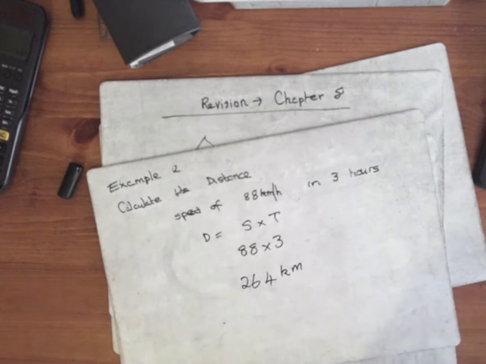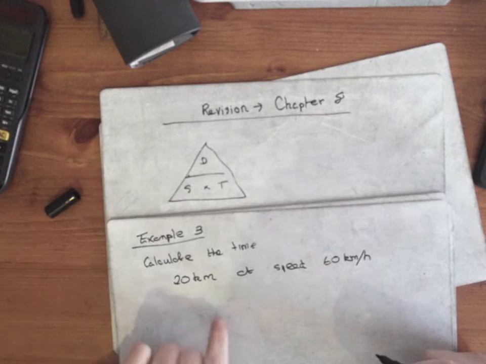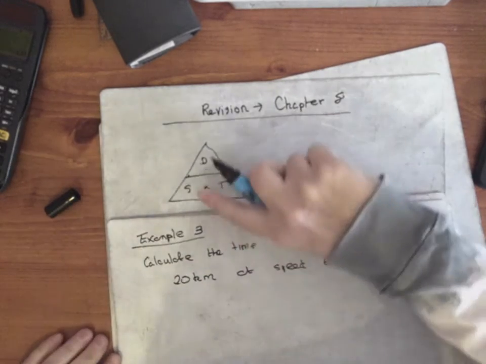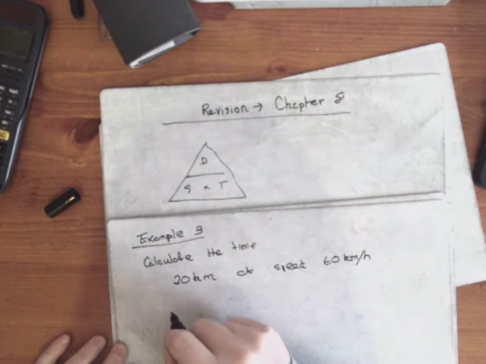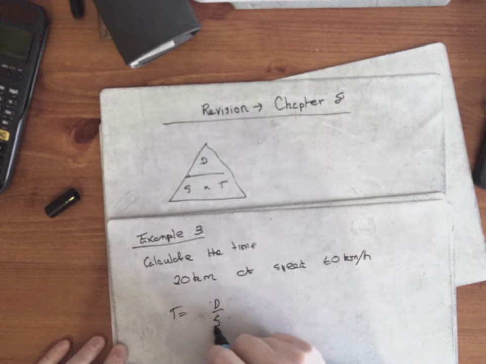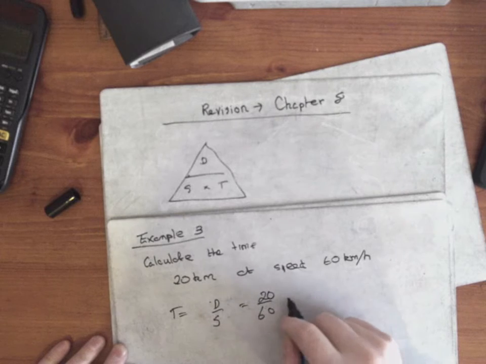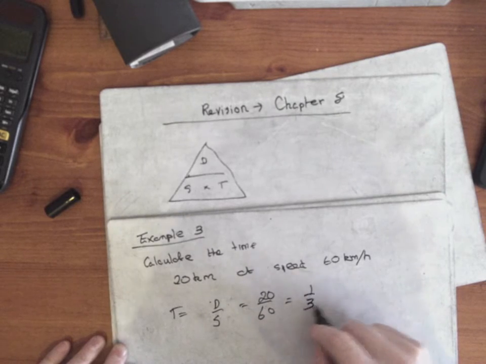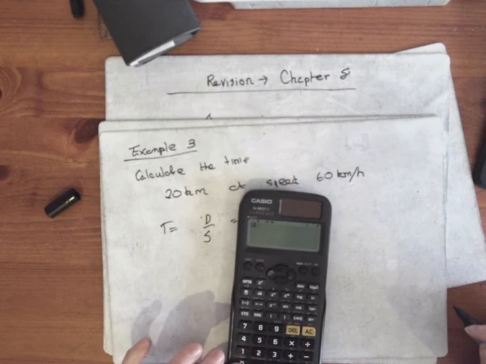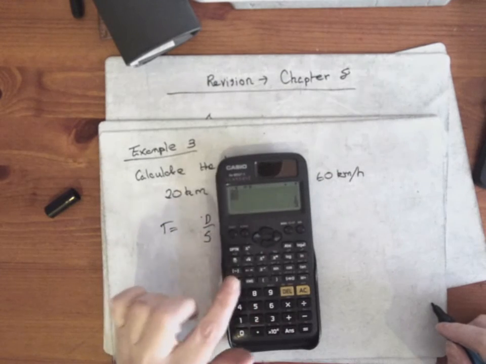And the last one then, calculate the time. Something went 20 kilometers at a speed of 60 kilometers per hour. So we're looking for time. So cover T, T is equal to distance divided by speed. So it's 20 divided by 60. Now, when you put that into the calculator, you get 1/3. It's 1/3 of an hour. So you do 20 over 60 equals, and you get 1/3.